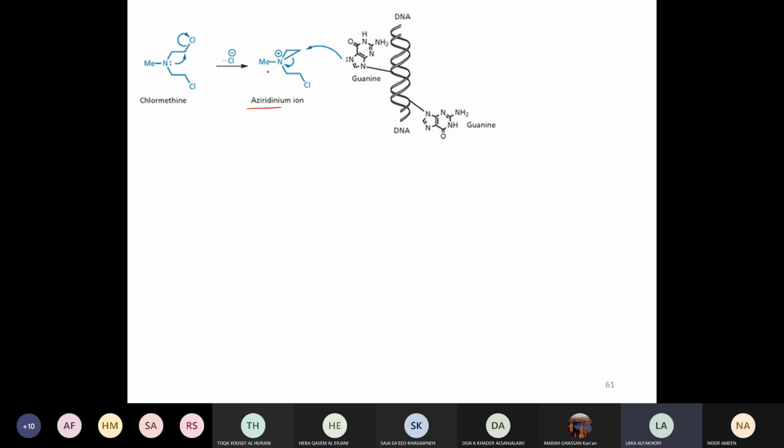And once the aziridinium ion is formed, it's actually the one that is attacked by the nucleic bases, such as nitrogen number 7 in guanine. The nitrogen, as we said, whether it attacked carbon 1 or carbon 2, in the end it's the same, it's a symmetrical compound. Whether the attack is on this carbon or that carbon, eventually what will form is an ethylene bridge between nitrogen number 7 of a guanine and the nitrogen in this nitrogen mustard compound.